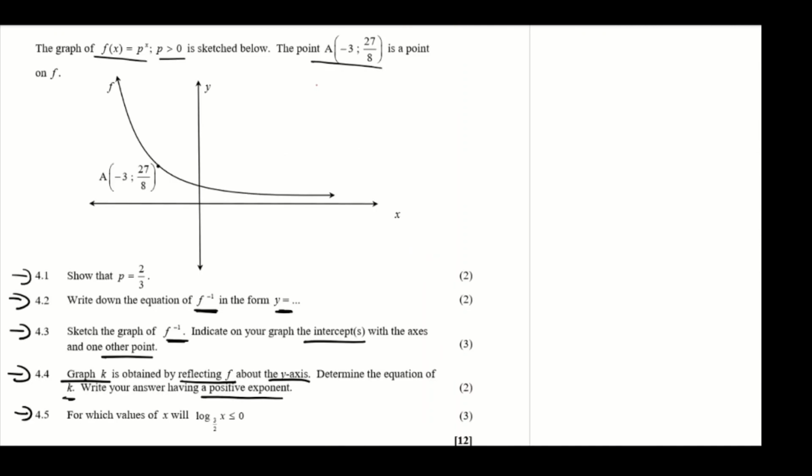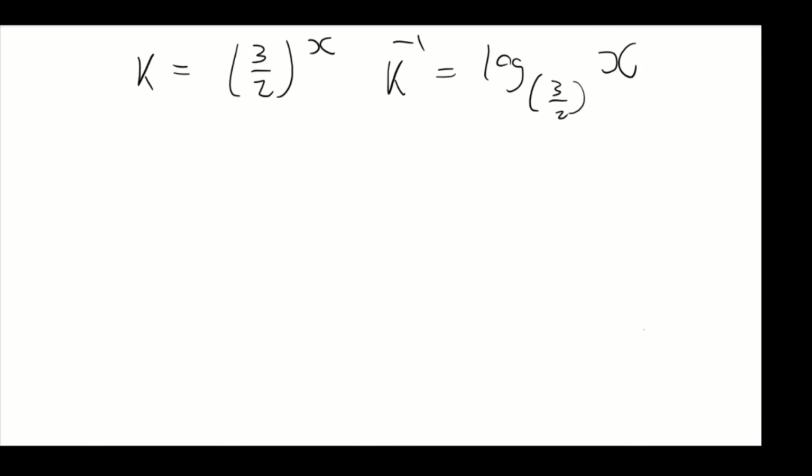4.5 says, for which values of x will the log of base 3/2 of x be less than or equal to 0? What we need to note is since k is equal to (3/2) to the power of x, its inverse is log of base 3/2 of x. So if you were to draw that inverse, it's going to look something like that.